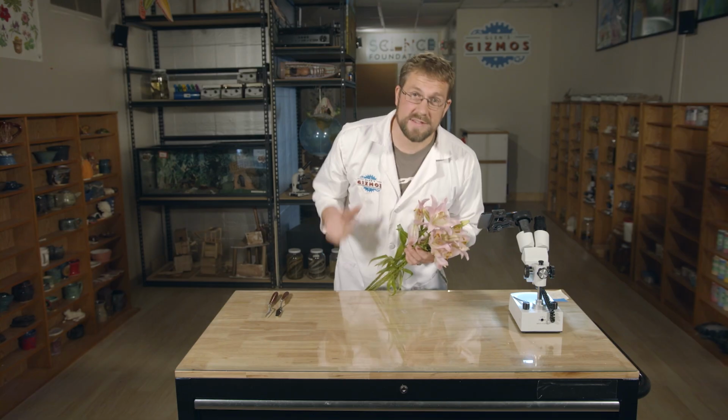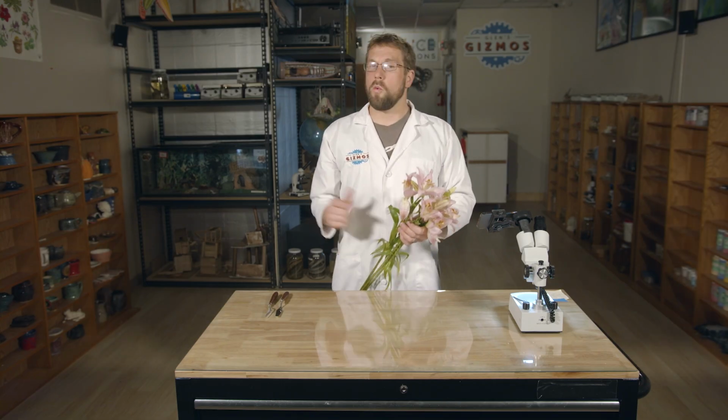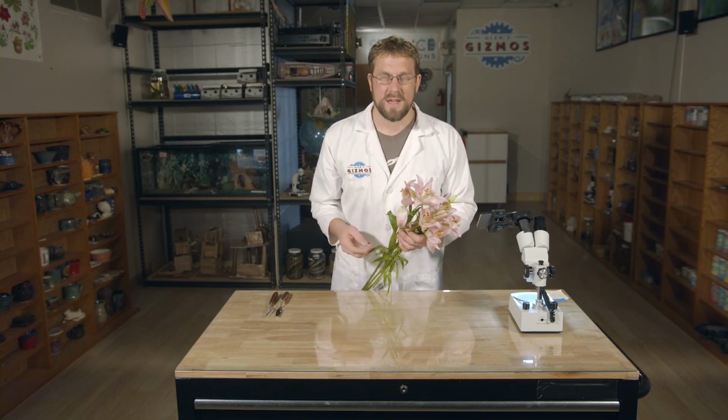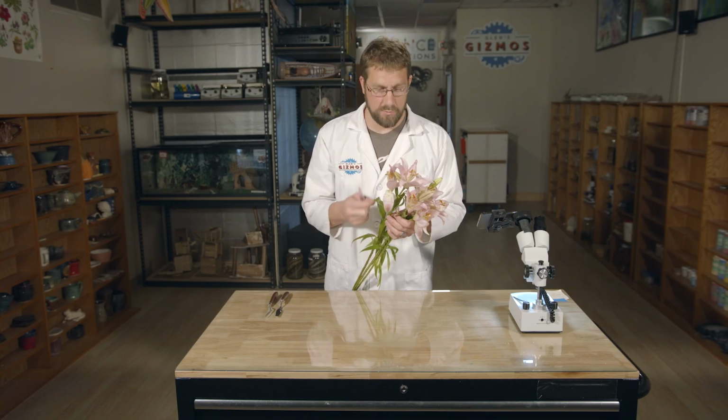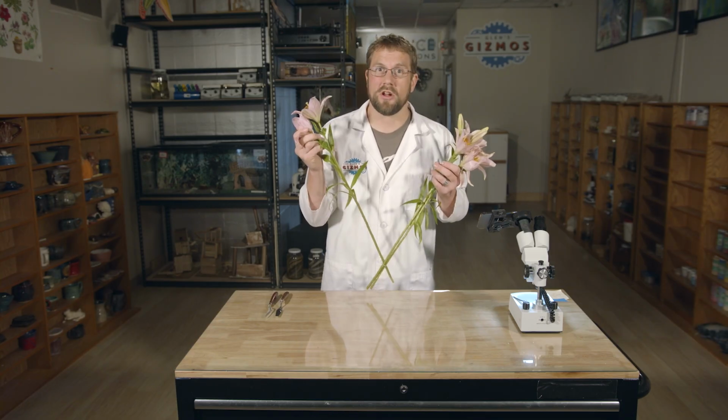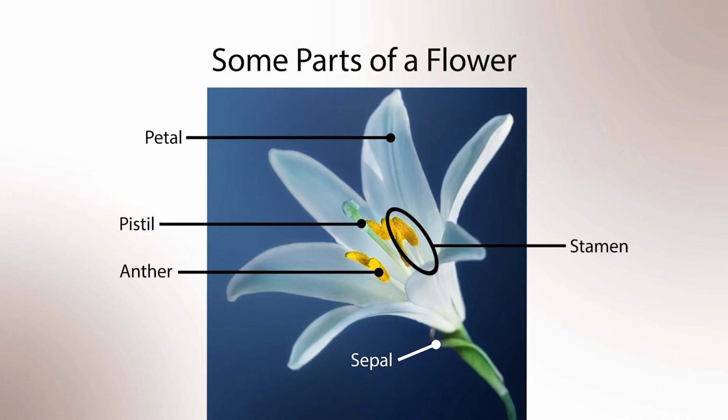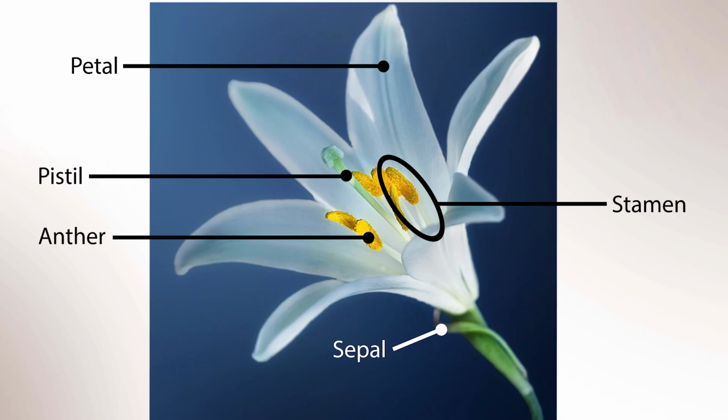In this episode of Science Foundations, we're asking the question, what are some parts of a flower? Well, right here I have some beautiful lilies that we're gonna tear apart and learn about flower parts. Some parts of a flower are petal, anther, stamen, pistil, sepal.